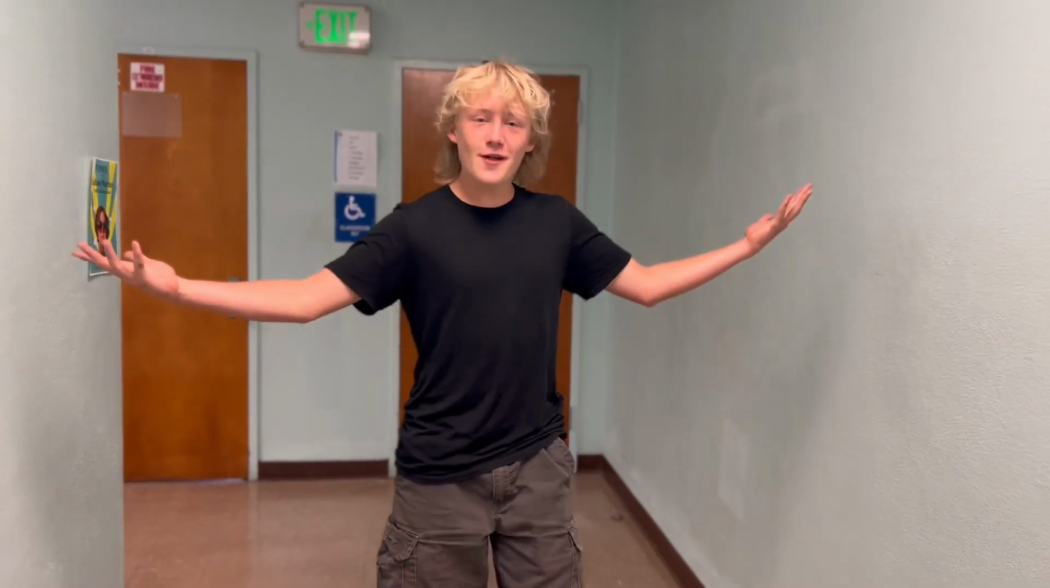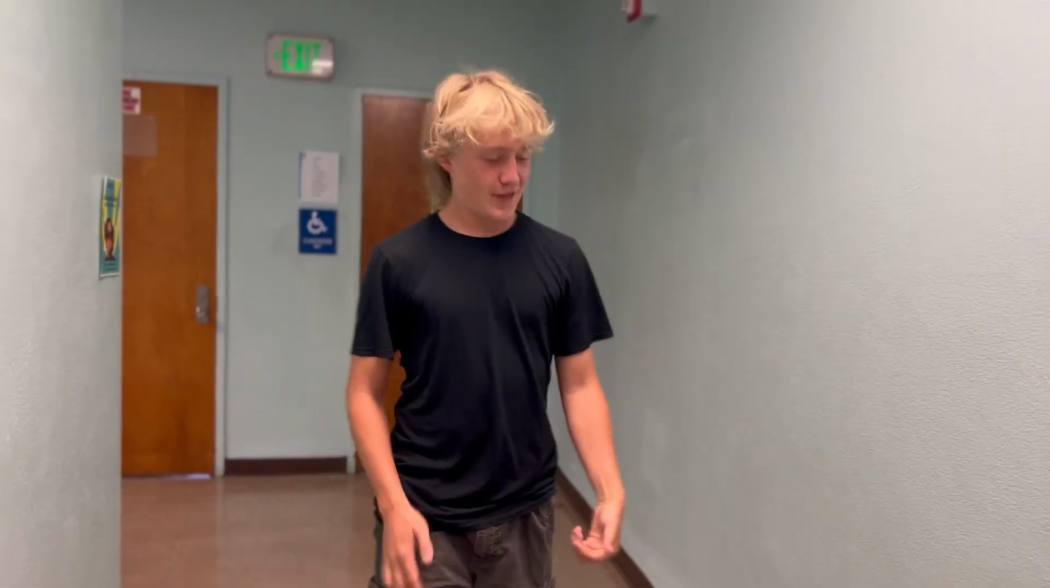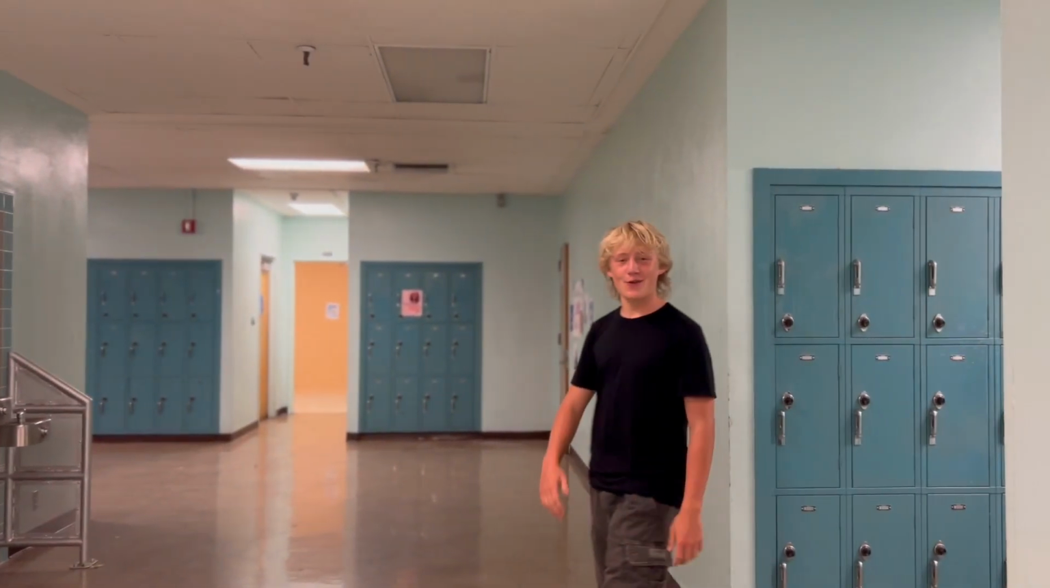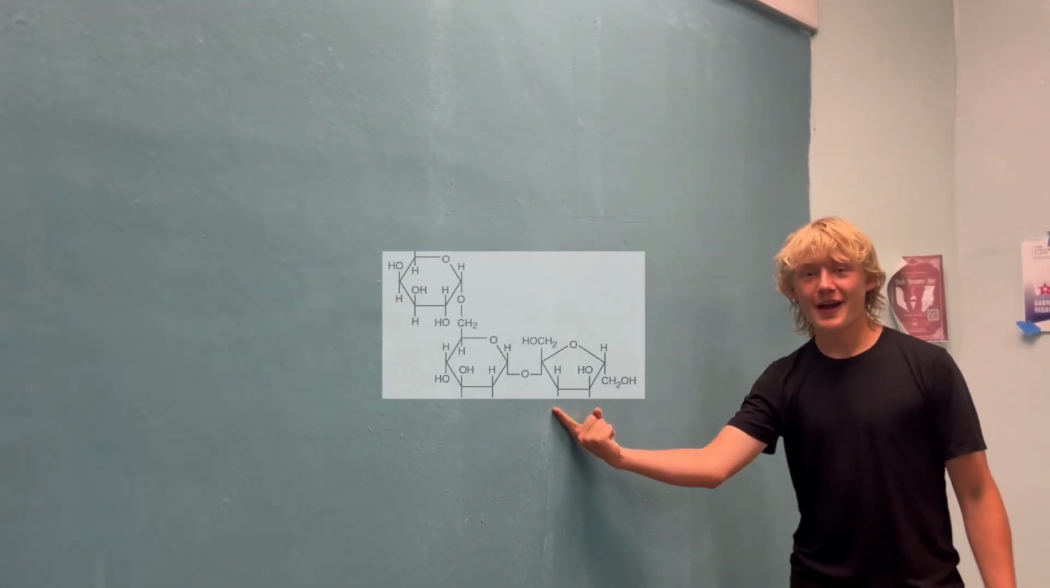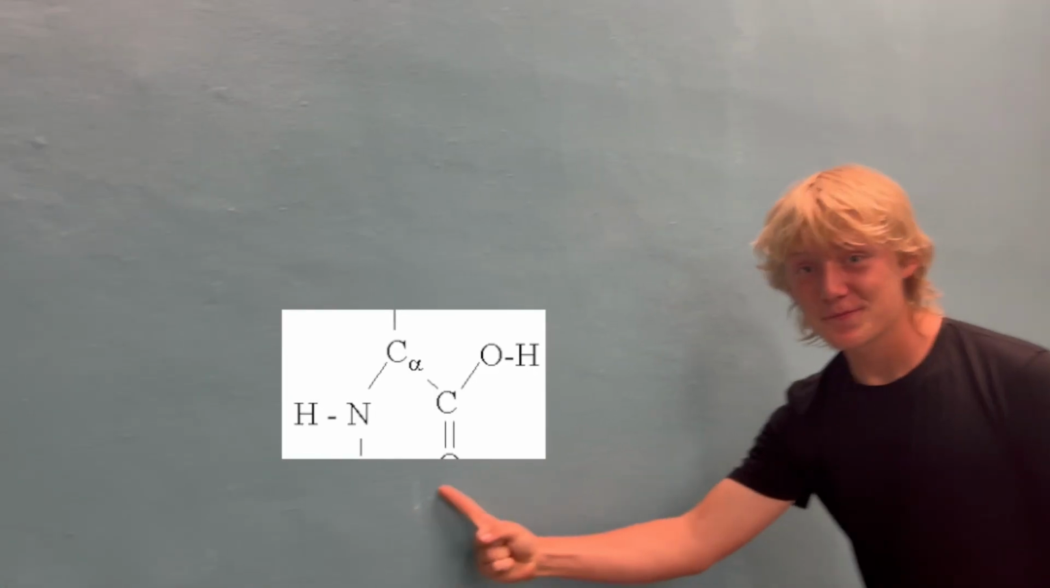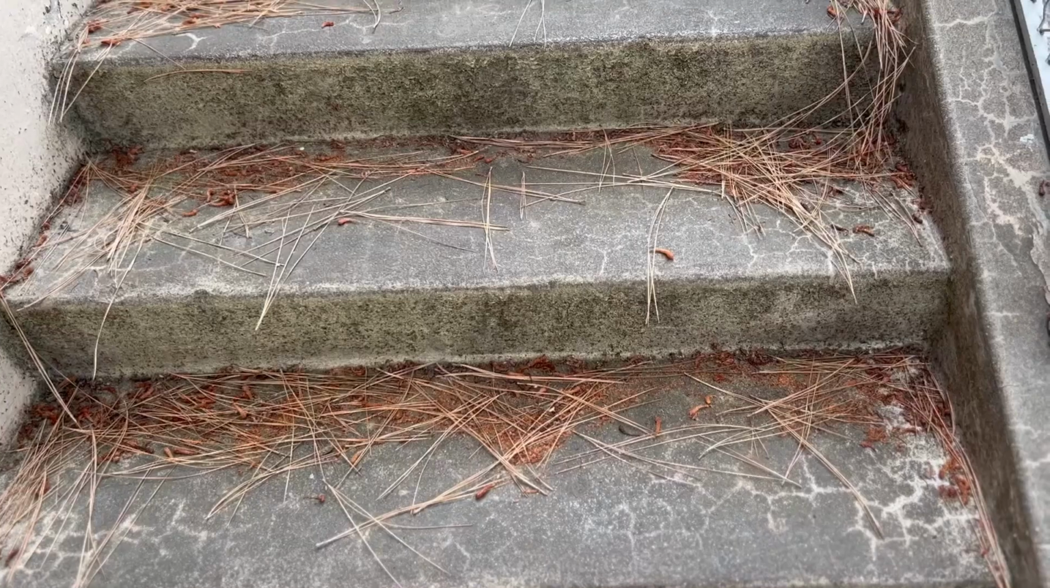Macromolecules. They're all around us. In your muscles, your skin, your DNA, your food, you name it. Macromolecules are essential to life. They all contain the main 3 elements: carbon, hydrogen, oxygen. Some of them also contain nitrogen and phosphorus. The 4 macromolecules: carbohydrates, lipids, proteins, and nucleic acids.